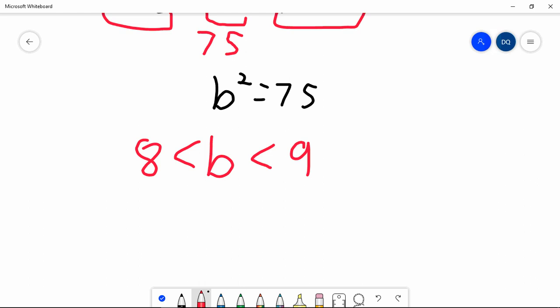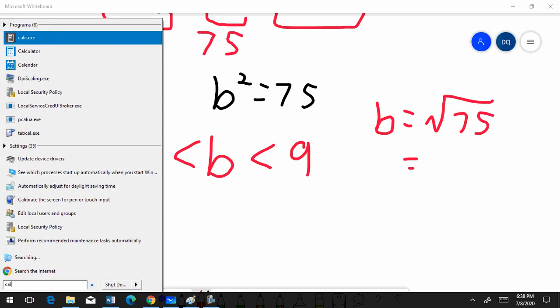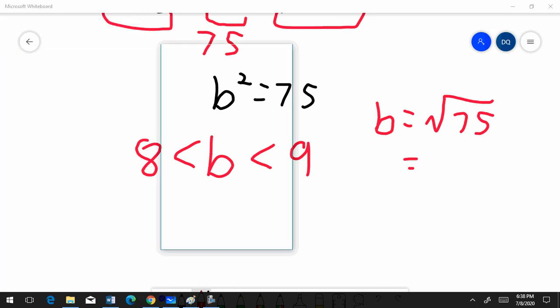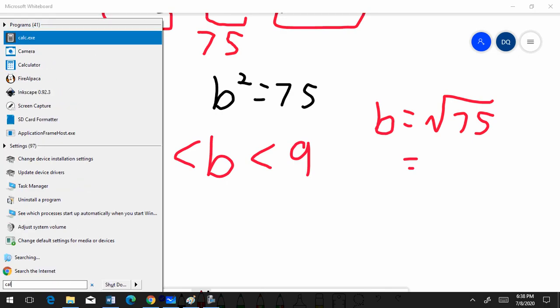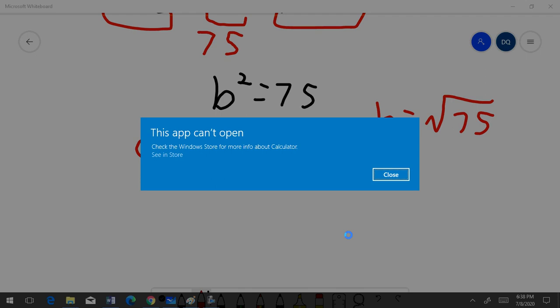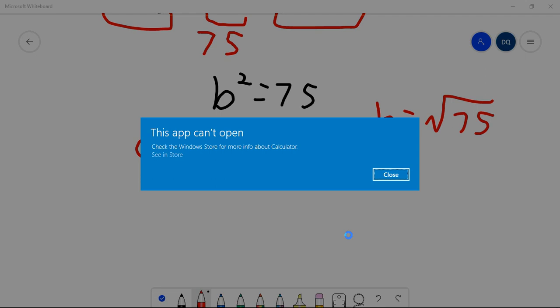Now, how do we precisely find it? We can precisely find it this way. There's a button on your calculator called the square root button. If b squared is 75, then b is the square root of 75. Well, technically it's plus or minus root 75, but don't worry about that right now. Let me get my calculator up. And I want the square root of 75.